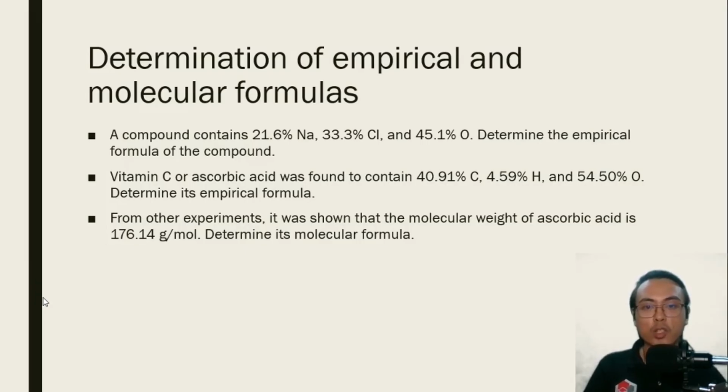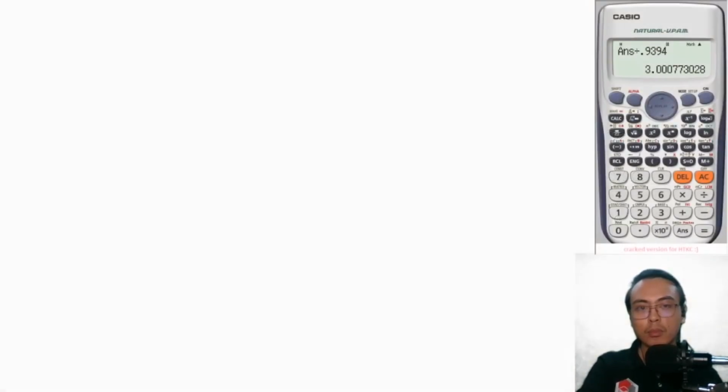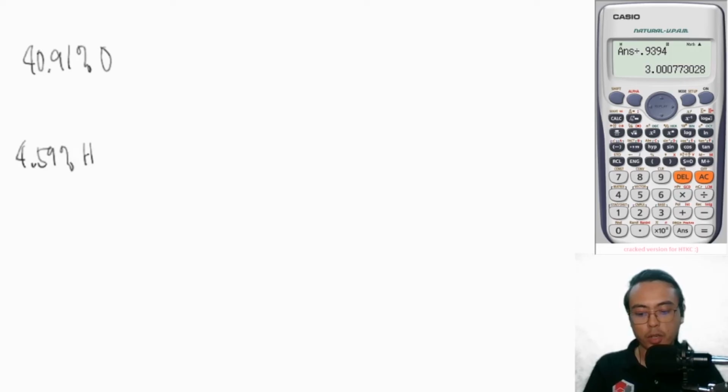Vitamin C, or ascorbic acid, was found to contain 40.91% carbon, 4.59% hydrogen, and 54.50% oxygen. Determine its empirical formula. So we are going to follow the same procedure. The given are 40.91% carbon, 4.59% hydrogen, and 54.5% oxygen.